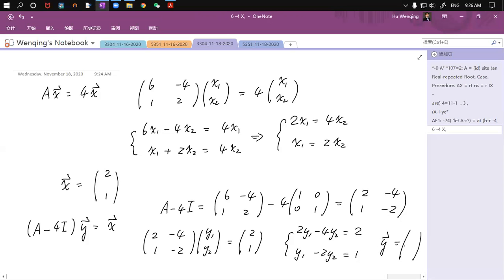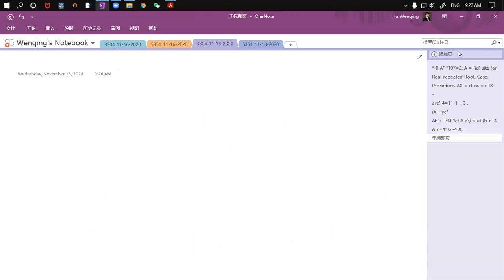So if I set y2 to be 0, then y1 can be equal to 1. So that's going to be a solution. Is that good for everybody? So that's going to be a solution to your original problem. Once you have both x and y, you get a general solution.